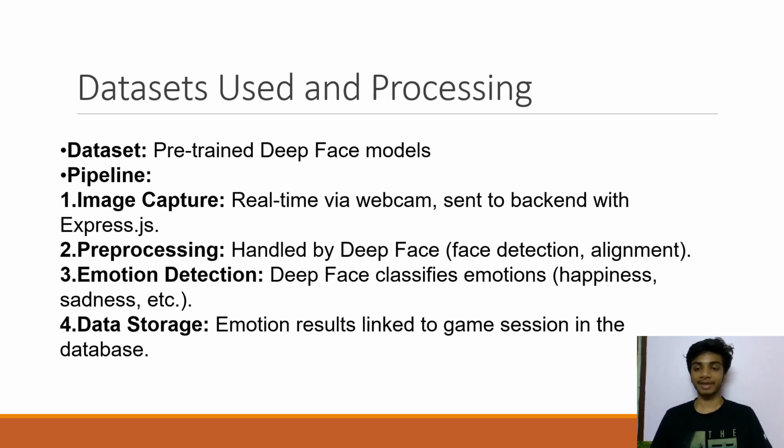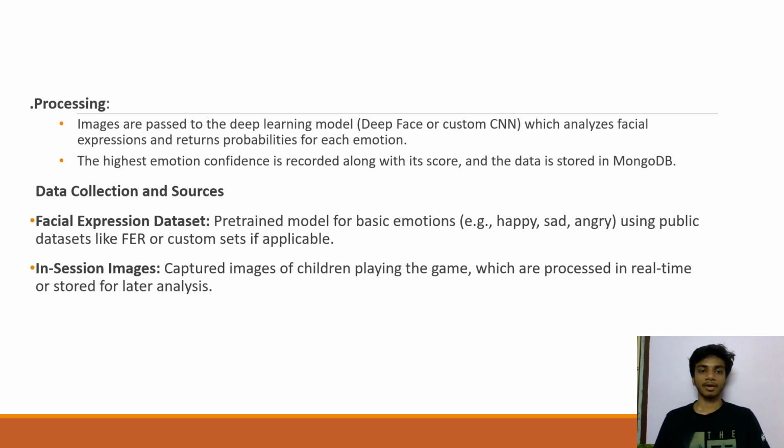DeepFace classifies emotions such as happiness, sadness, and so on. Data storage: emotion results are linked to the game sessions in the database. Processing: images are passed to the DeepFace model, which analyzes the facial expressions and returns the probability of each emotion. The highest emotion among them, along with its score, is stored in MongoDB.